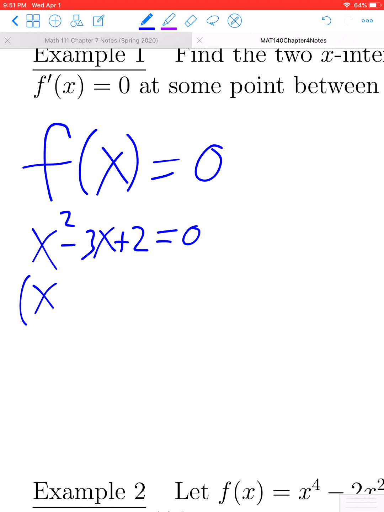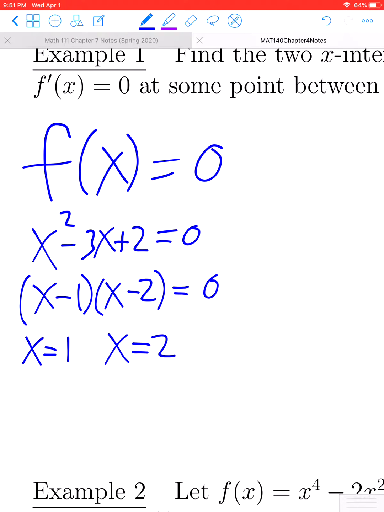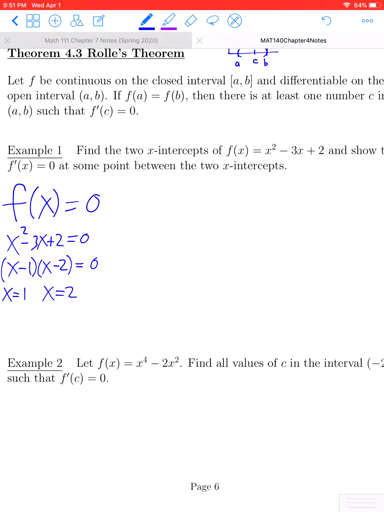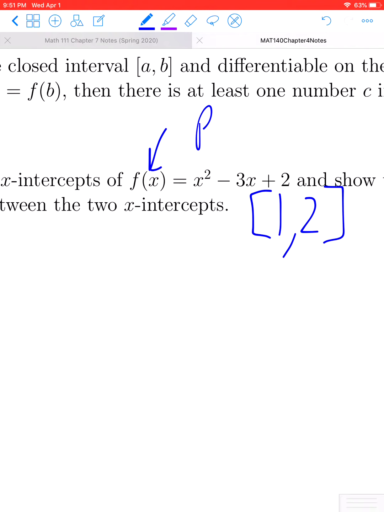This polynomial would factor as x minus 1 times x minus 2 equals 0. And so we get one solution would be x equals 1, and another one would be x equals 2. So according to what they're saying here, there should be some place in the open interval 1 comma 2, so in between those two intercepts, where the derivative is going to be equal to 0. First of all, before we make such a claim, let's make sure we understand exactly why Rolle's theorem applies in this case. Okay. So this particular function f of x, this is a polynomial.